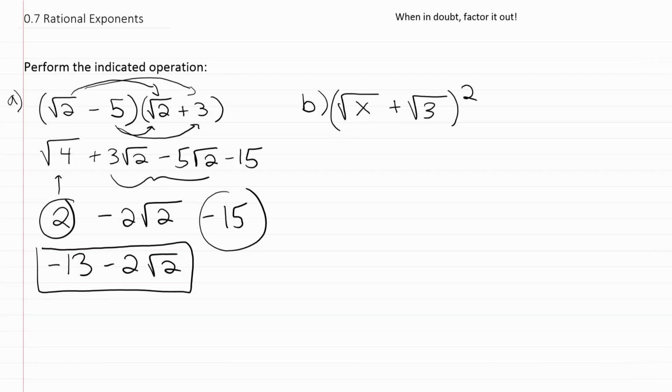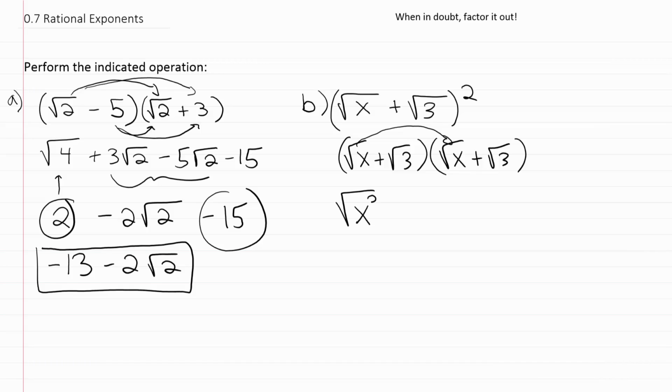All right, for problem B, it looks like they want us to square this binomial. So let's actually write it down twice, and then we'll go ahead and multiply. So square root of x plus the square root of 3 times the square root of x plus the square root of 3. So we'll multiply the first square root of x times the square root of x, and that's going to give you the square root of x squared.